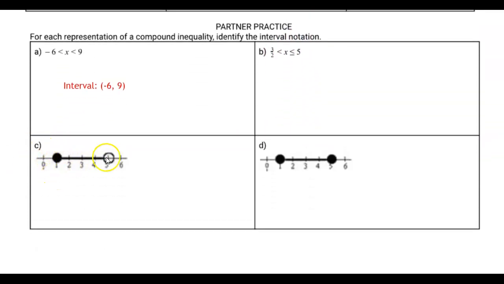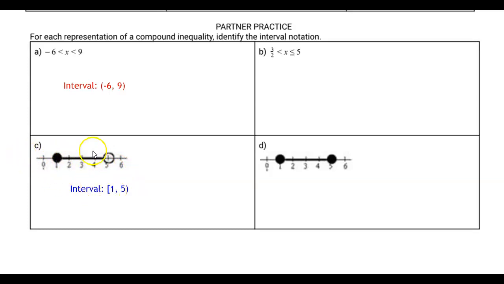And then for letter C, I'm looking at a number line, and the number line has a closed circle here and an open circle at 1 and 5 respectively. What does that interval look like? Here's our interval. We have a square bracket at 1, we have a curved bracket or a parentheses, a soft bracket at 5, because 5 is not included and 1 is included.